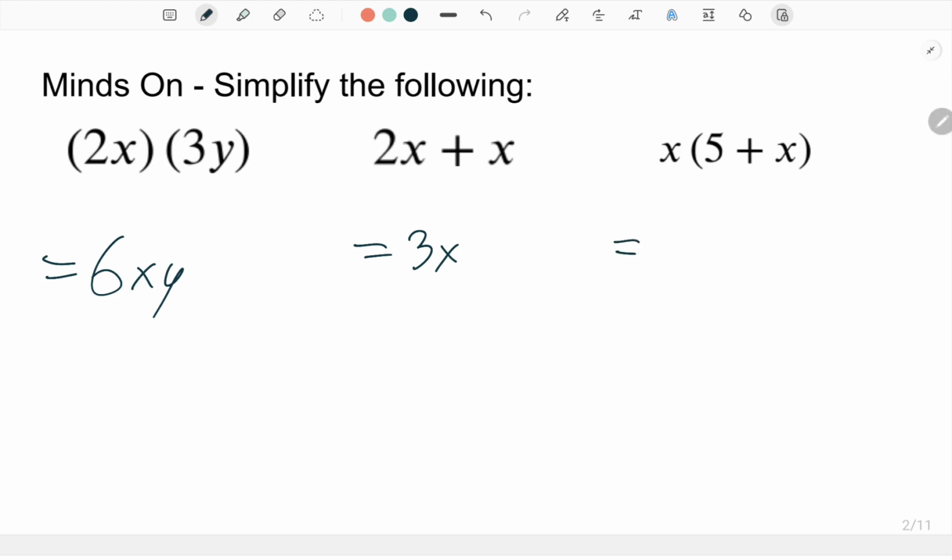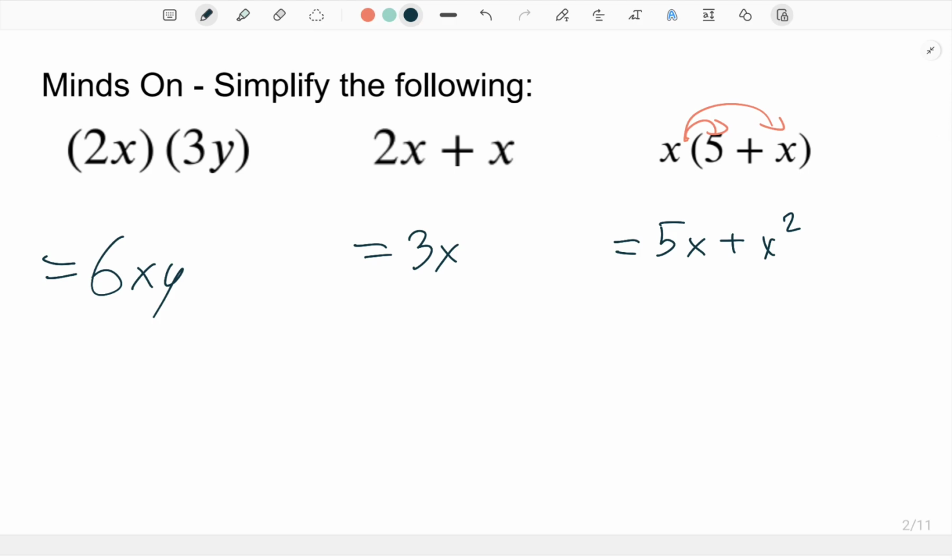What if you're multiplying a variable into some brackets? Well, in this case, we're distributing it in. So x times 5 is just 5x. What's x times x? Well, that's just x squared. Hopefully this is all familiar looking.